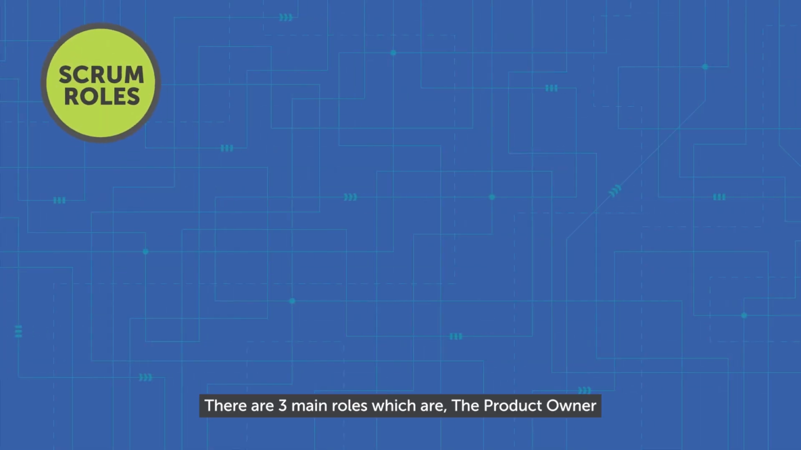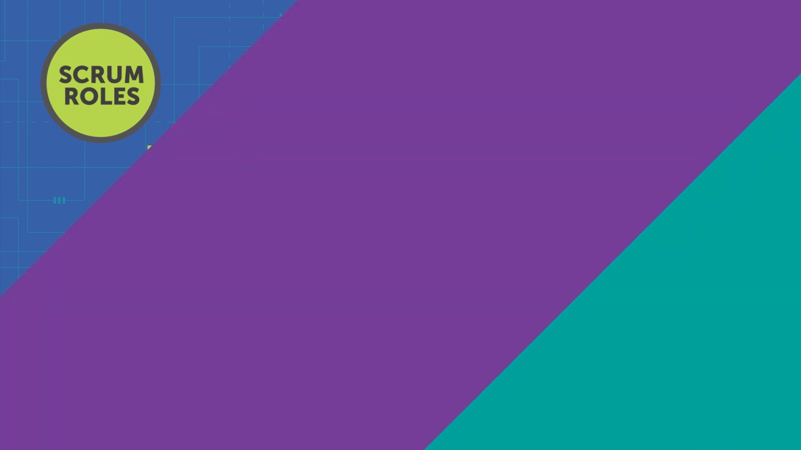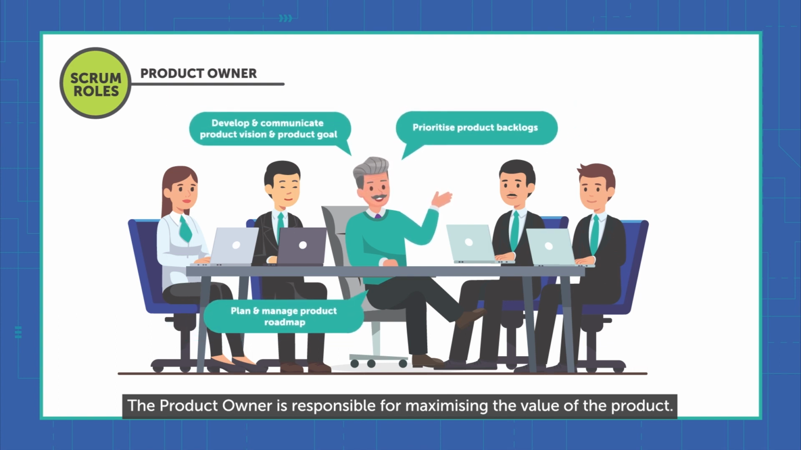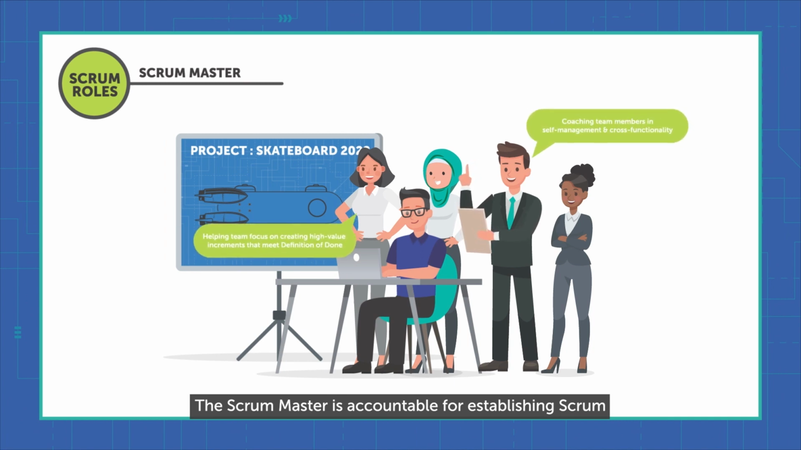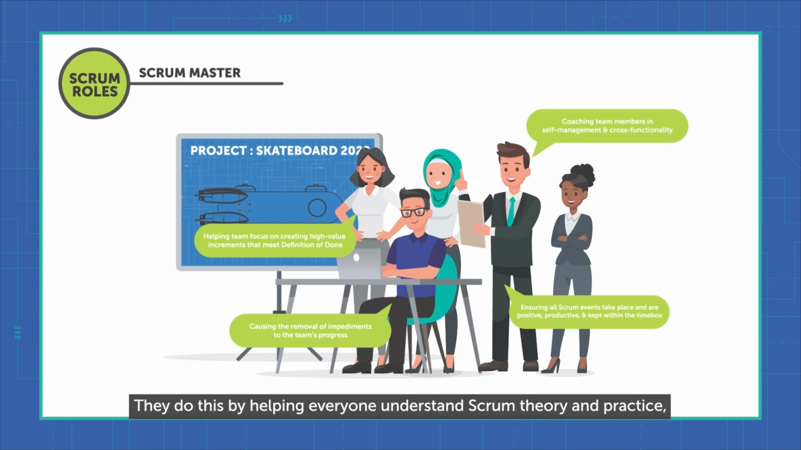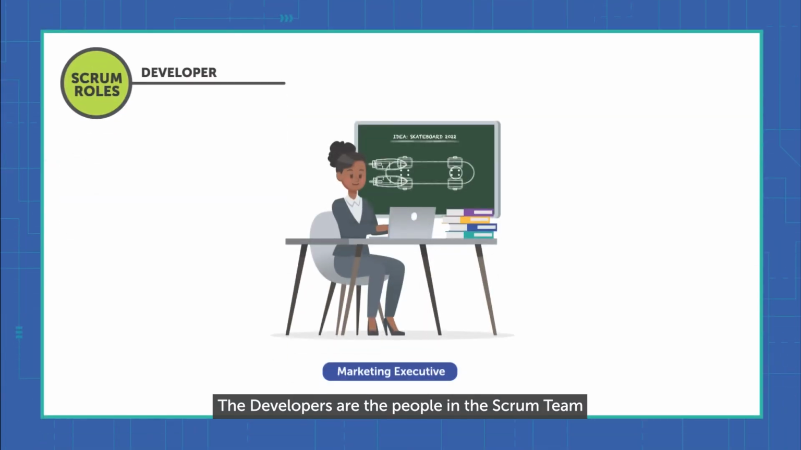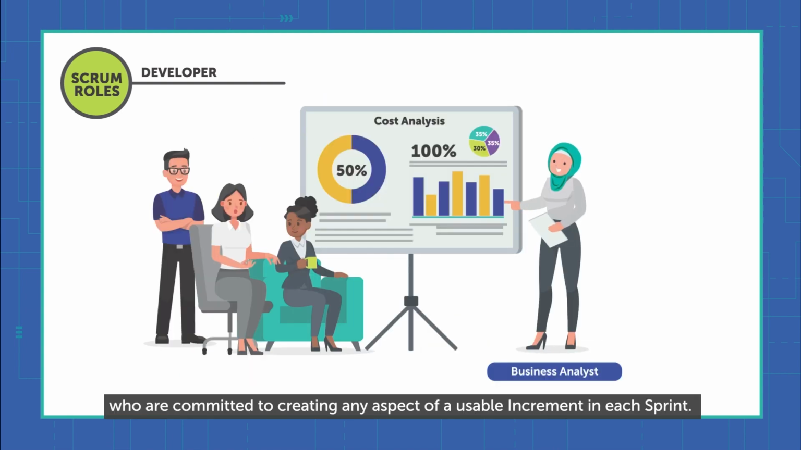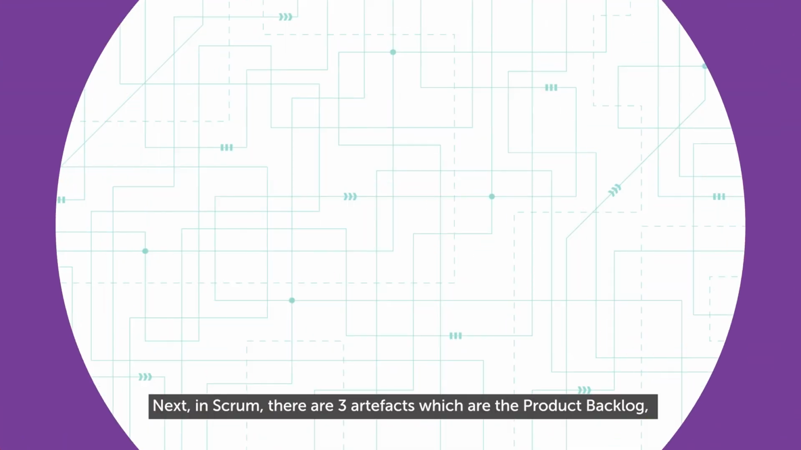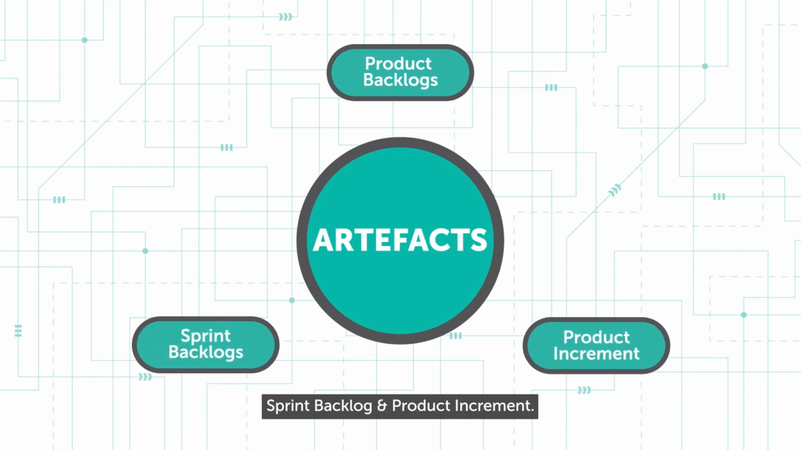There are three main roles, which are the product owner, the Scrum Master, and the developer team. The product owner is responsible for maximizing the value of the product. The Scrum Master is accountable for establishing Scrum, as defined in the Scrum Guide. They do this by helping everyone understand Scrum theory and practice, both within the Scrum team and the organization. The developers are the people in the Scrum team who are committed to creating any aspect of a usable increment in each sprint.